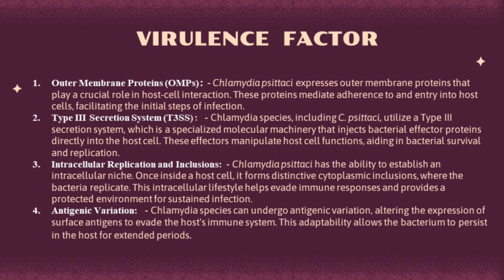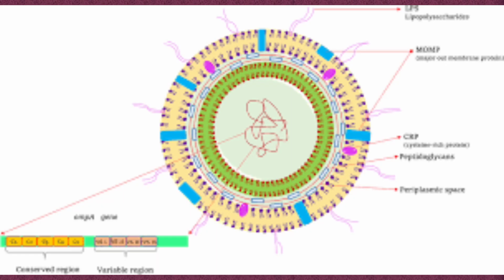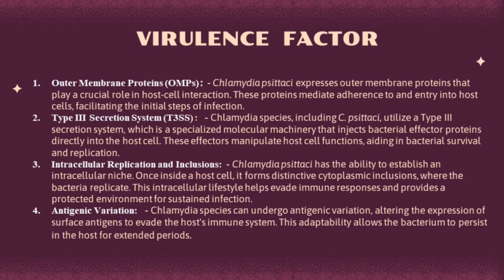Virulence factors of Chlamydia psittaci: outer membrane protein, type 3 secretion systems, intracellular replication and inclusions, antigenic variation. First one is outer membrane protein. Chlamydia psittaci has outer membrane proteins that help it to interact with and enter the host cell during infection. Second one is type 3 secretion systems, which inject proteins into the host cell, manipulating their functions for the bacterium's survival and replication.